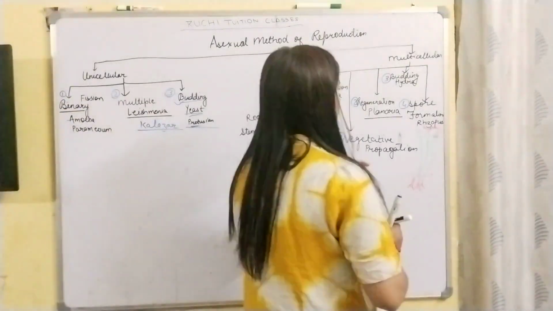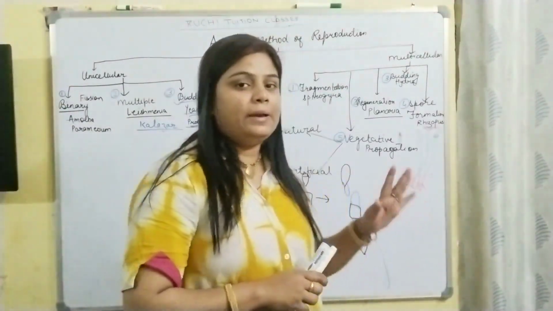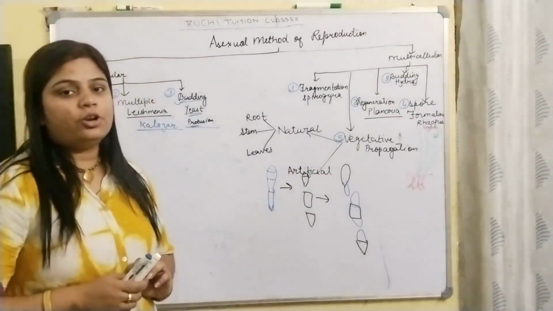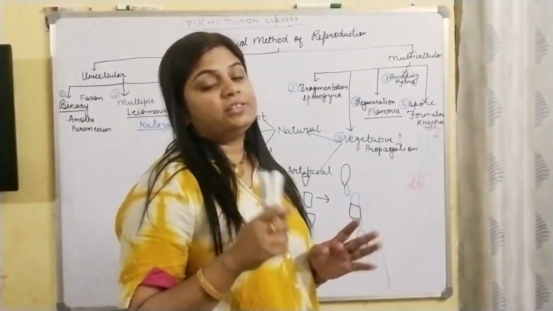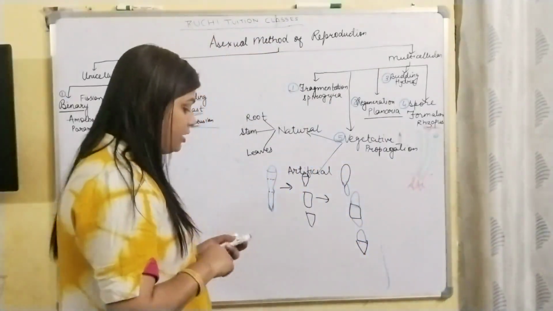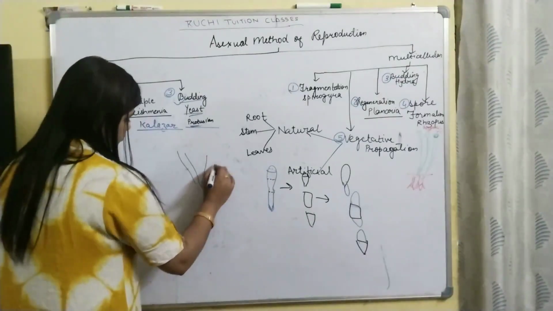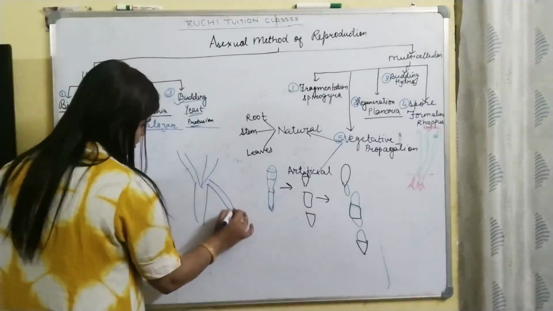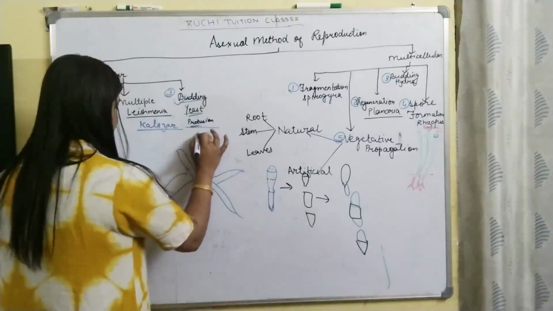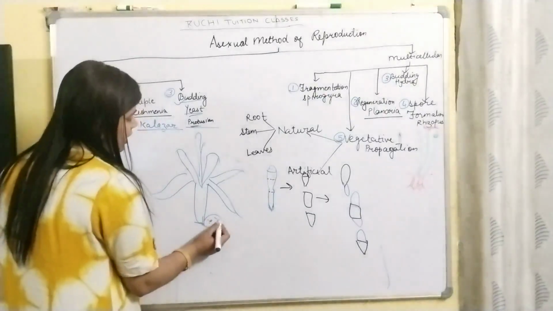Now let's come to the third one, that is budding. Budding also occurs in unicellular organisms and budding also occurs in multicellular organisms. So budding in multicellular organisms, the most common example is Hydra. As you know, Hydra have many tentacles and it also has some buds. So you have seen Hydra. So these are the tentacles of Hydra. And here is the outgrowth. Here is the outgrowth in the Hydra.